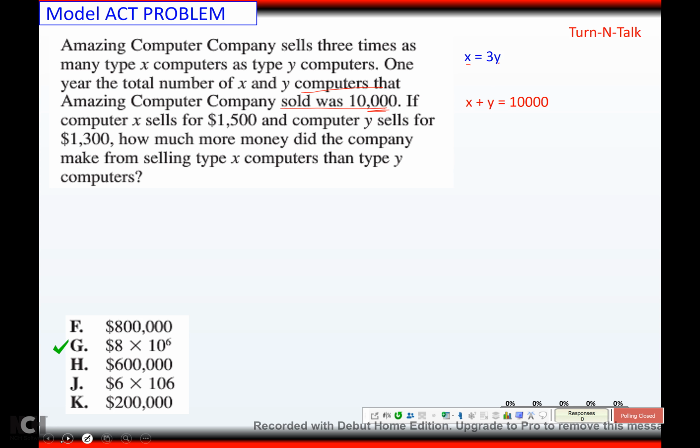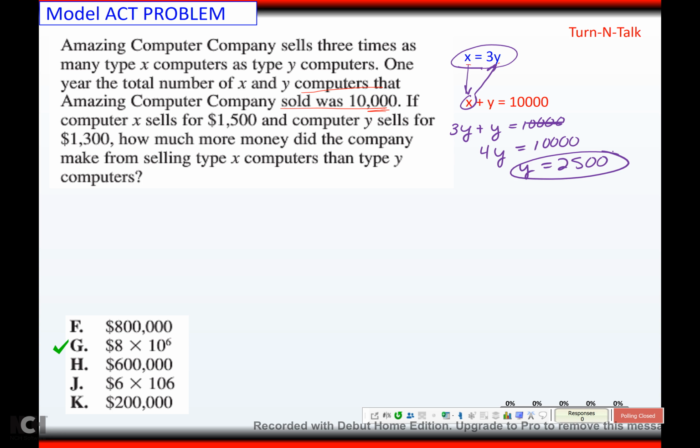Anytime you have a system of equations, you either want to do substitution or elimination. And when they give you a letter alone already, like I know that X is worth 3Y's, I'm going to substitute that in there, and that would give me 3y. So I'm changing X to 3Y. So 3y plus Y equals 10,000, which gives me 4y equals 10,000. Divide by 4, and I get Y equals 2,500. So that means they sold 2,500 Y computers.